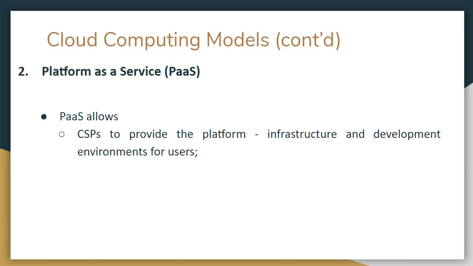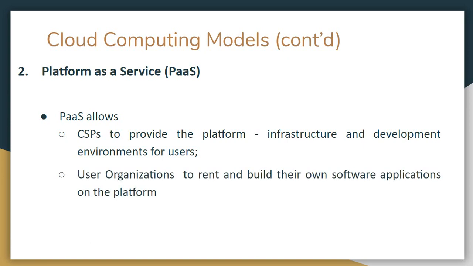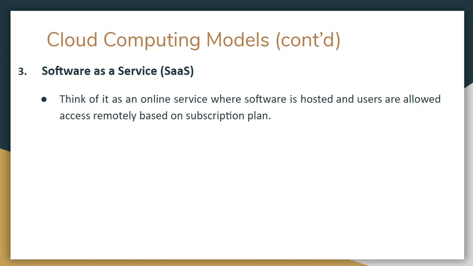And then for the platform as a service, PaaS, the PaaS allows the cloud service providers to provide a platform which is made up of the infrastructure and the development environments for users. And then the user organizations get to rent and build their own software applications on the platform. So you see the way it works. Someone or some organizations provide the infrastructure and the development environment, making up the platform, and then allow users to rent the platform to build their own, perhaps custom-made applications, as it were.